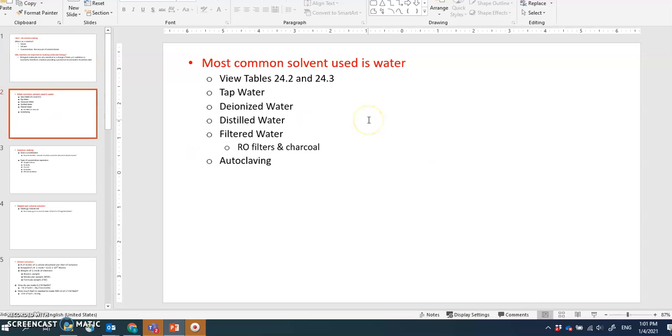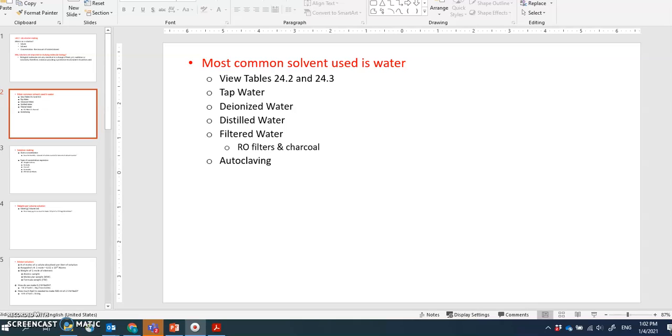Okay, so the most commonly used solvent is water, like I said. So if it's water, what kind of water can we use? Can we use tap water or drinking water? The answer is no. We need to use very purified, pure water.